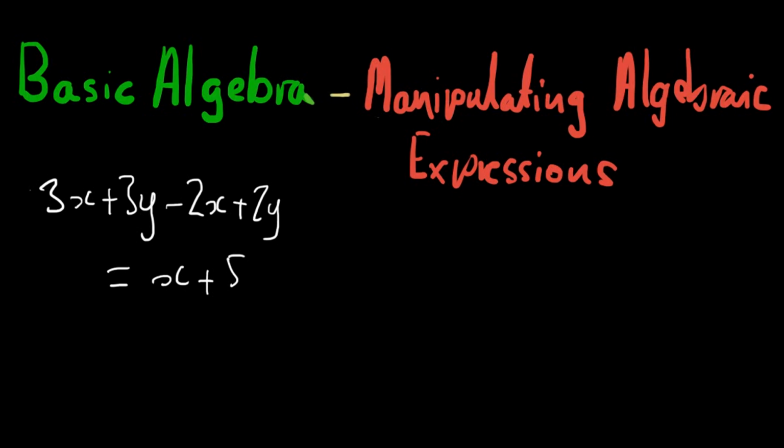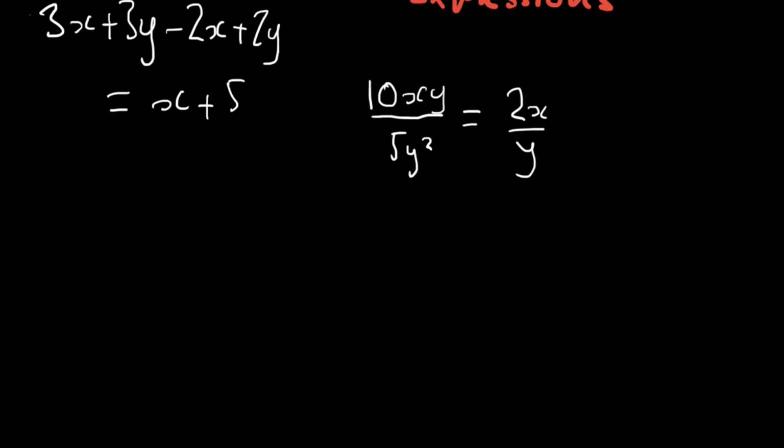We can also cancel out common factors in fractions. So let's say we have a fraction 10xy divided by 5y squared. Well, you can see the 5 goes into 10 twice, the x stays as it is, and the y goes into y squared once. So we cancel out the y, and we have y as the denominator. Simple enough.